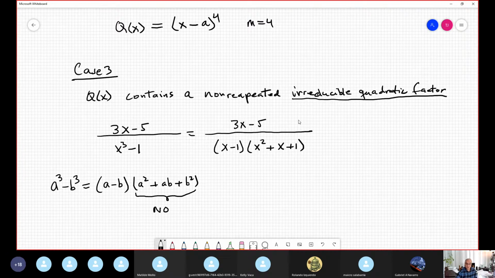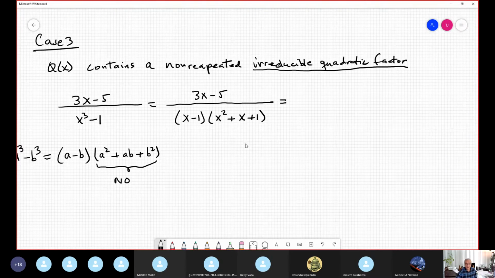Okay, so what is the idea of this? Well, we have two factors: one linear, non-repeated, which is x minus 1, and another that is quadratic irreducible because it's complex. For the real one you put A, no problem. And for the quadratic you put Bx plus D.